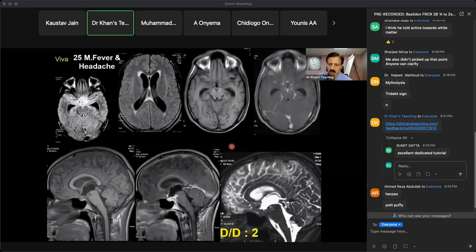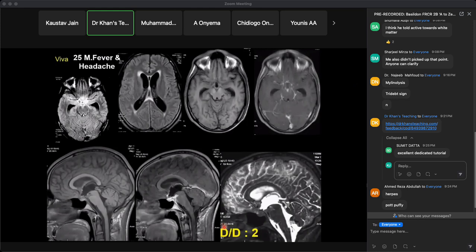Okay, this is a good case, so if you can describe it. Let me, for the audience, tell you the sequences. Here, T1 without contrast, T1 with contrast, and this is a CISS sagittal. CISS is constructive interference in steady state. We have covered it when we covered the MR basics. So over to you. Okay, so I'm going to give you marks for your description.